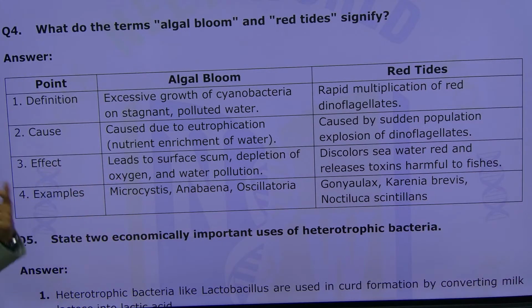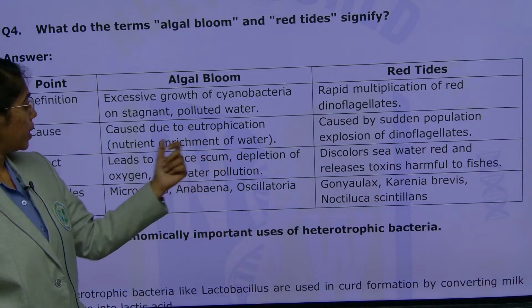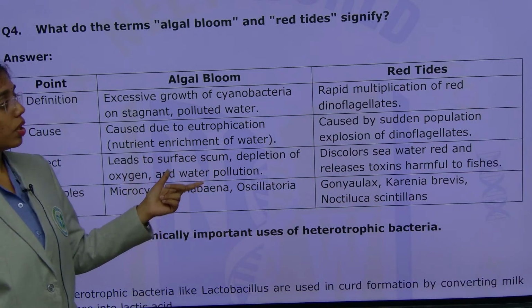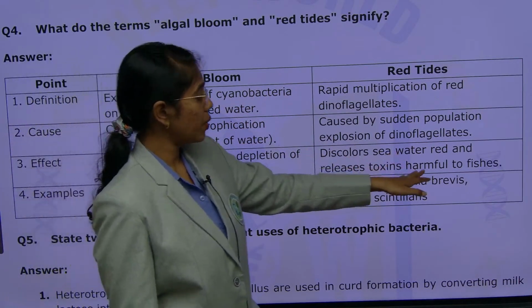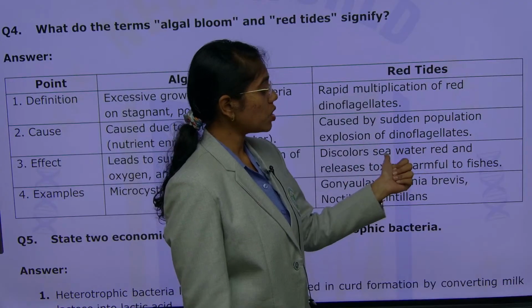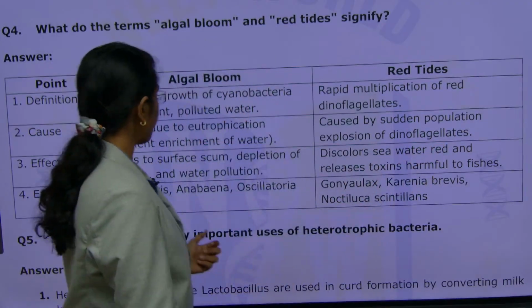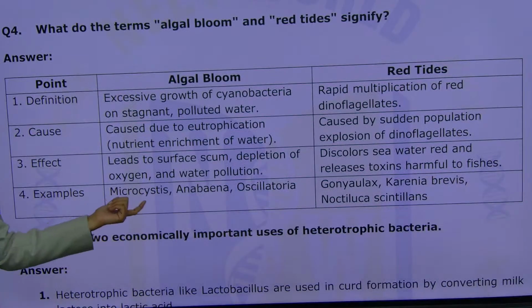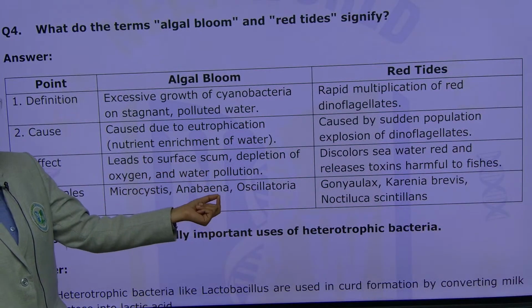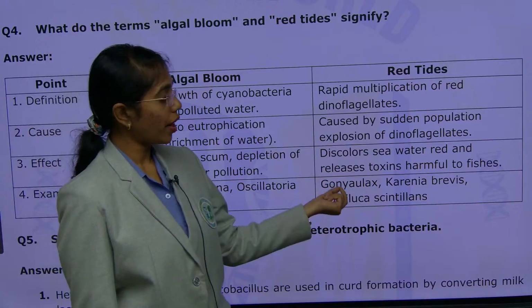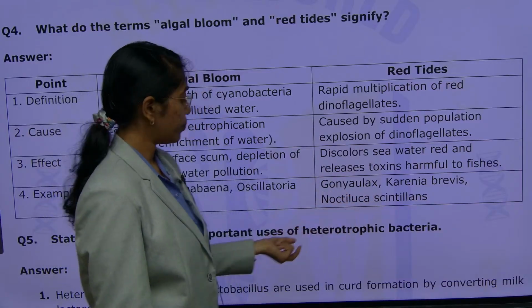What is the effect that it is giving? Surface scum, depletion of oxygen and water pollution. What is it giving? Discolored seawater, red. It releases toxins which are harmful to fishes. Examples here you see are Microcystis, Anabaena and Oscillatoria. Here the examples include Gonyaulax and Noctiluca.